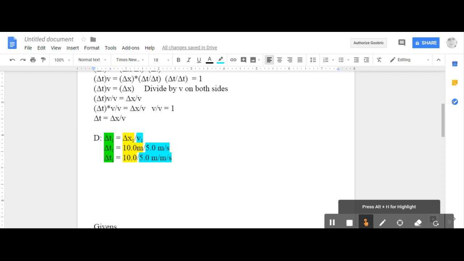So I have meters divided by meters. This actually becomes 1, just like 4 divided by 4 becomes 1, 10 divided by 10 becomes 1, a meter divided by a meter becomes 1. So I'm going to go ahead and recopy this.